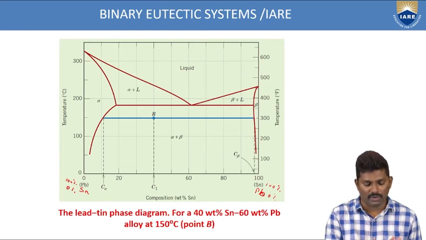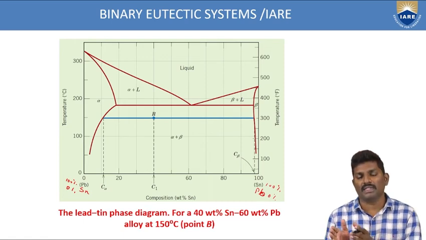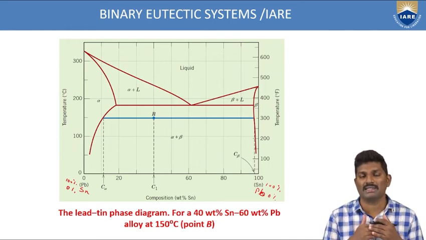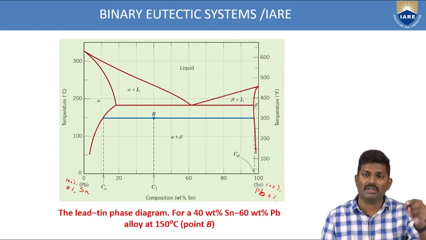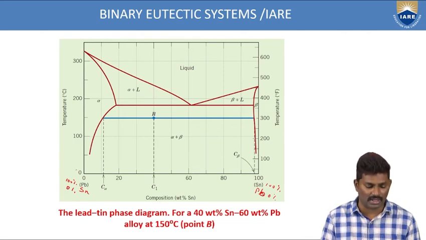If you go on increasing the lead from 0, it should reach 100 on the right side. Similarly, the tin starts with 0 on one side and has to end with 0 on the other side. So this is the composition axis with respect to x. Now coming to the temperature, you can choose a scale, taking 100 degrees for each unit: 0, 100, 200 and 300. This is what we have.